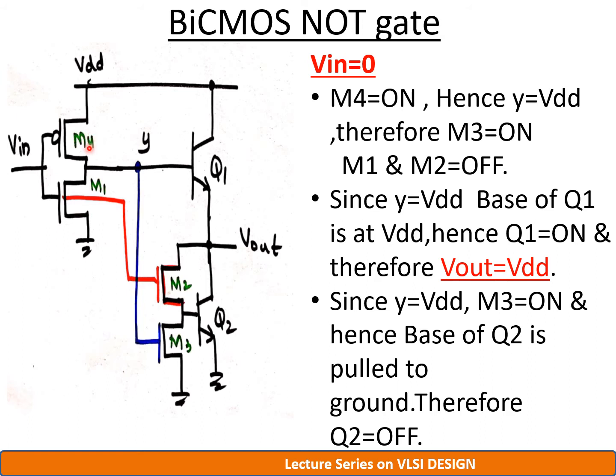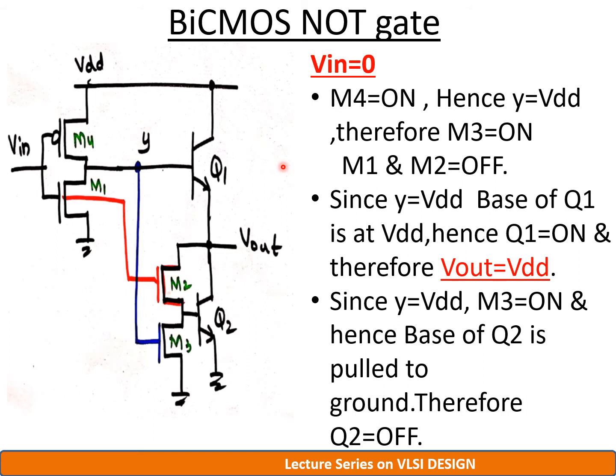So in CMOS, this M4 acts as a pull-up device, M1 acts as a pull-down. Whatever pull-down you have for CMOS logic, the same will be retained as an N block here. And this N block is connected in series with one more N device, whose gate is connected to the output of the CMOS circuit.